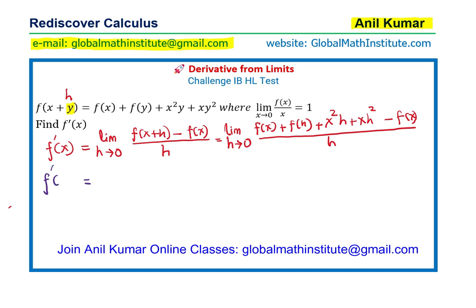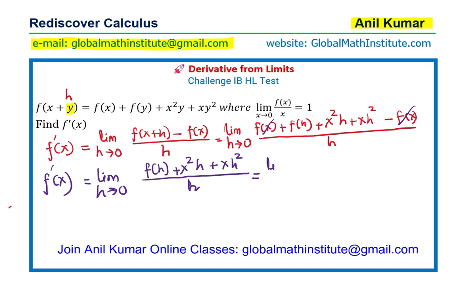So we have come to the stage where we could cancel a few, right? So f of x gets cancelled, right? So that's how we could simplify. And we have f of h plus x square h plus xh square over h. So clearly we could further simplify, cancelling h, right?